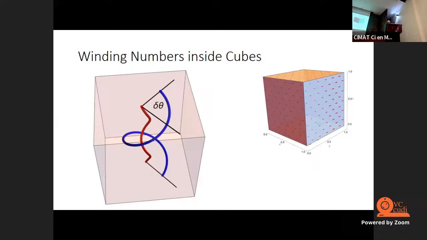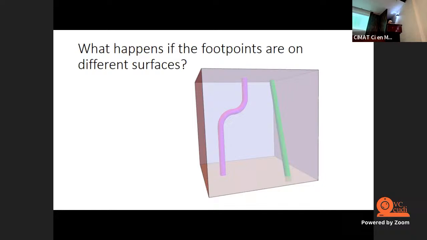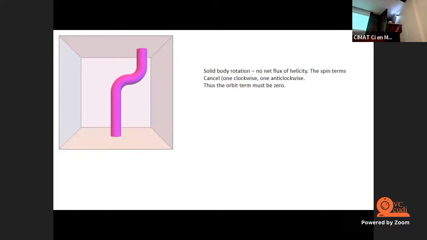So now we'll add the complication of winding numbers inside cubes. So we're going to try to figure out what happens when you have flip points in different surfaces. Maybe one flip point on the bottom, one on the sides. So one way of doing this is what I just did with the sphere. Have something where we agree that you are not going to change the helicity of the object. You're not going to be twisting it up.